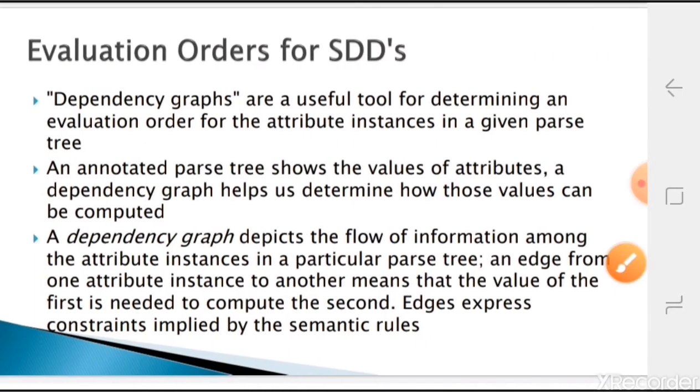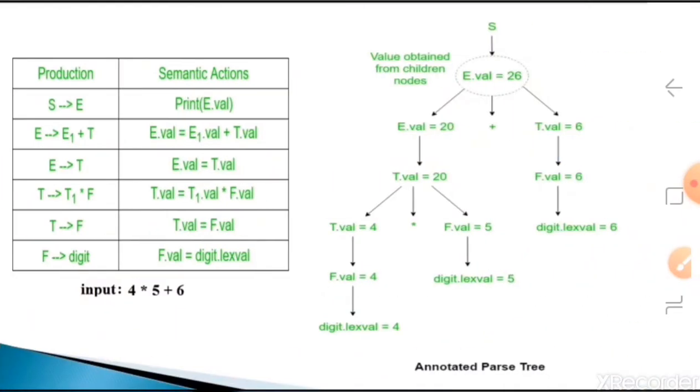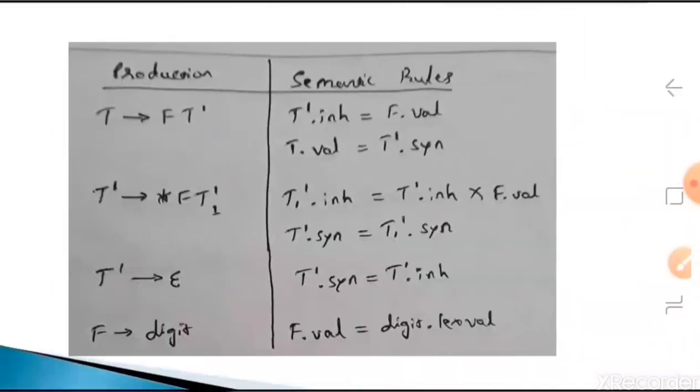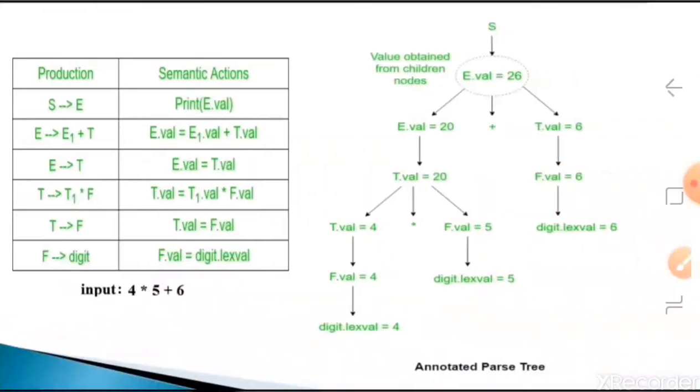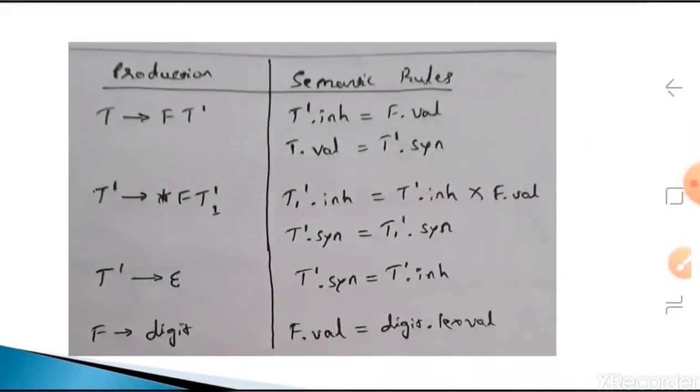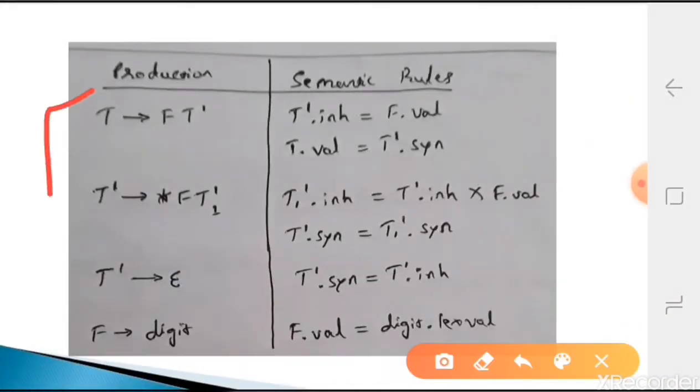For whatever evaluation order there is, we call it a dependency graph. Now we'll see the dependency graph. Instead of taking this grammar, I will take one more new grammar, which has both synthesized and inherited values. So this is my new grammar.